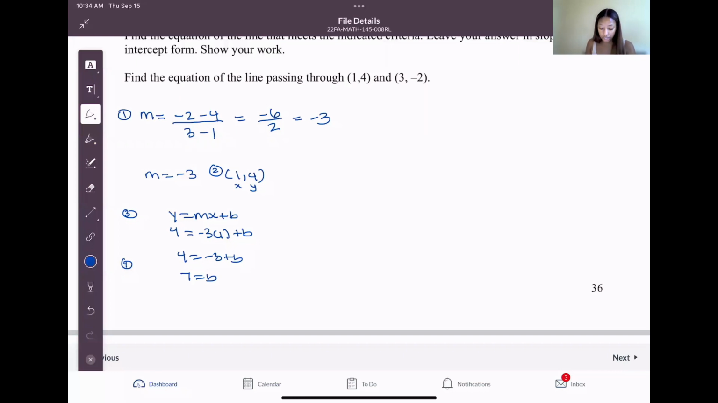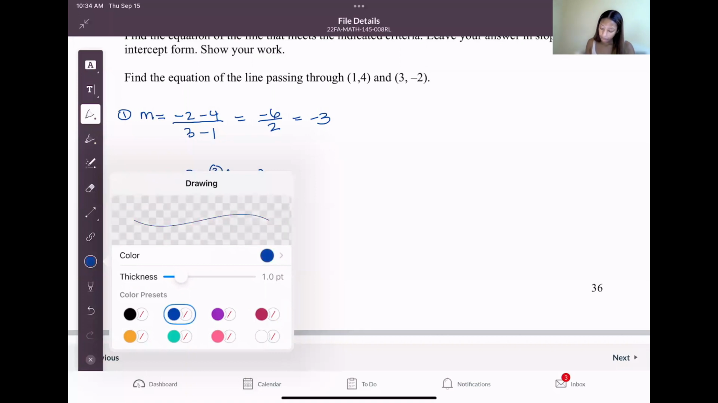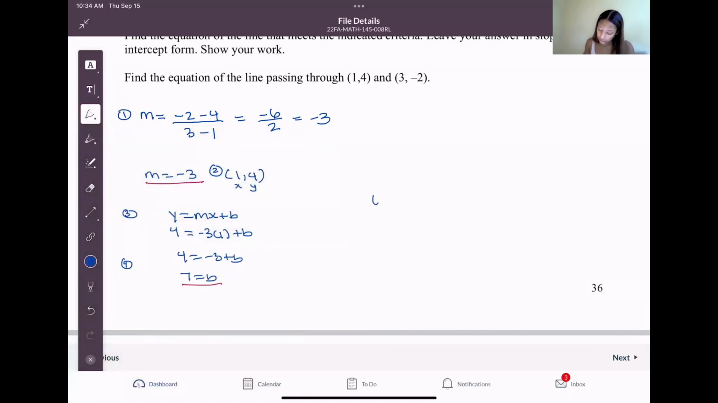To write an equation in slope-intercept form, you need the slope, which we said was -3, and you need the y-intercept, which we just found is 7. So putting those 2 things together, our equation is y equals -3x plus 7.